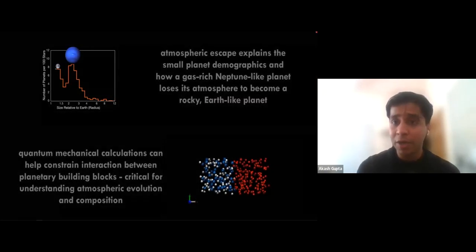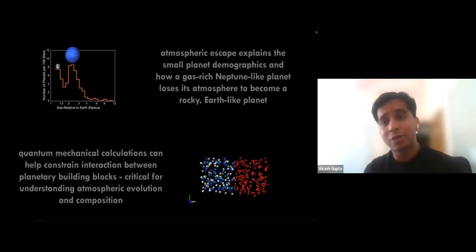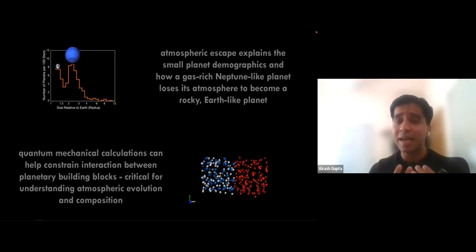So to bring it all to a close, I shared with you how we can understand this fascinating aspect of planet demographics, the radius valley, using the theory of atmosphere mass loss. Specifically, I focused on the theory of core-powered mass loss, where atmosphere loss can be driven by the bolometric luminosity and the cooling luminosity of the planet. In this way, we can explain a number of aspects of planet demographics.